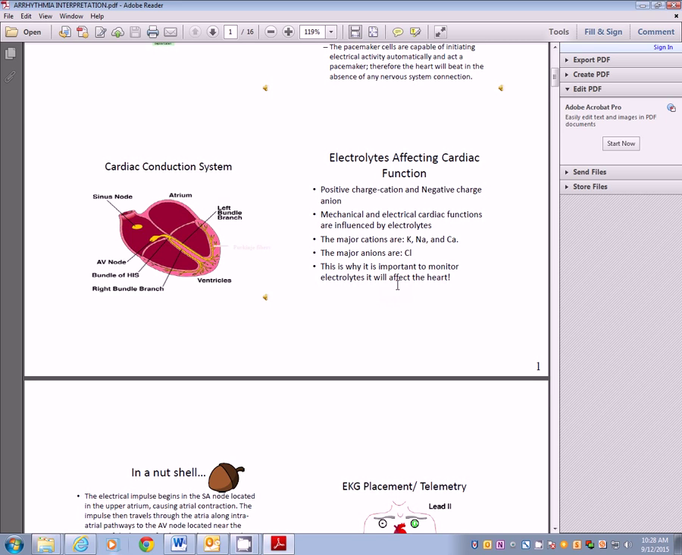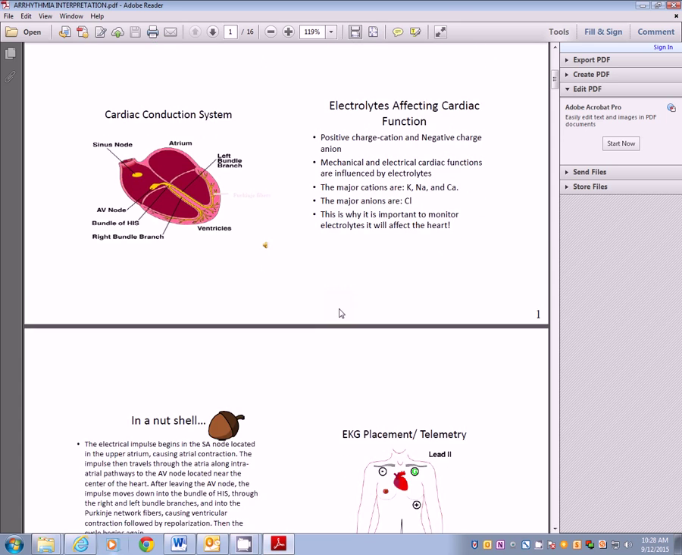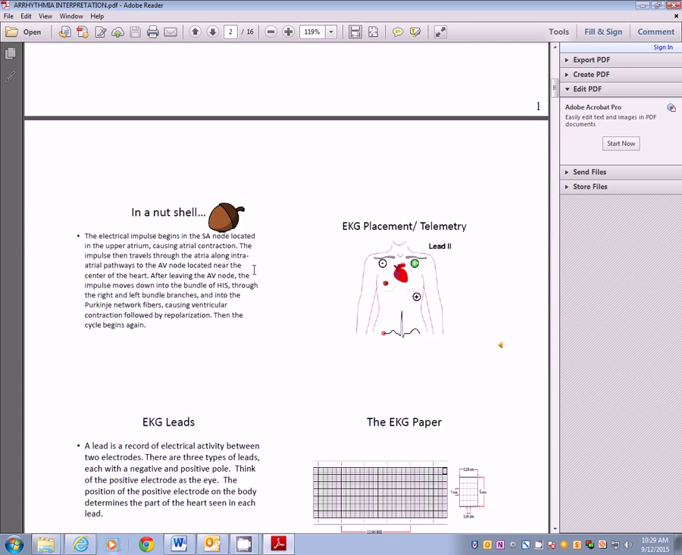And this is why it's important to monitor electrolytes. We just think about electrolytes in the blood system, but the electrolytes are responsible for all of this conduction system that we were talking about over here. Therefore, it's going to affect cardiac activity. Make sure you're paying attention then when you have cardiac electrolyte imbalances to cardiac arrhythmias.